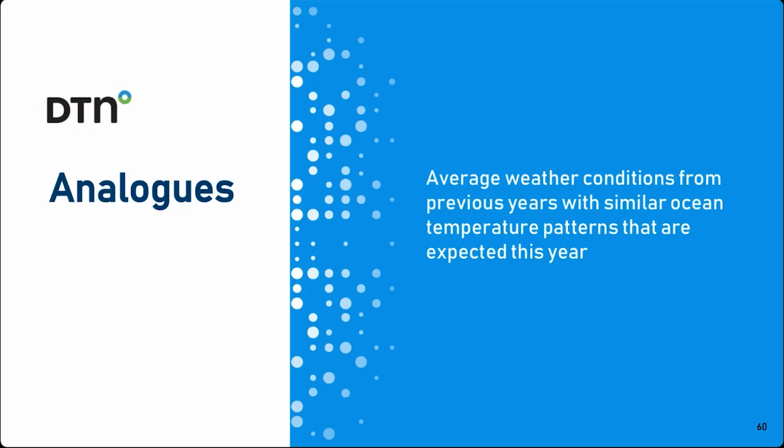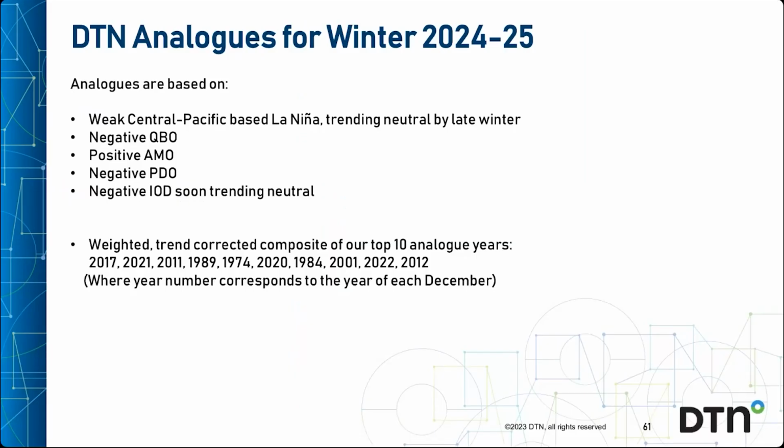So let's put these analogs together and see what they come up with. So the analogs are based on a weak central Pacific-based and early La Nina, a very warm North Atlantic, the strongly positive AMO, the negative PDO, and the negative QBO. The IOD is secondarily factored in. The top 4 of these years are the best analogs for the positive AMO, negative QBO, along with a weak La Nina.